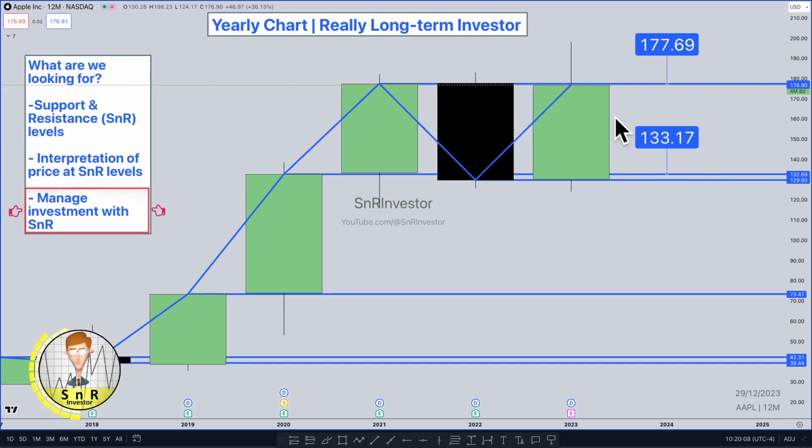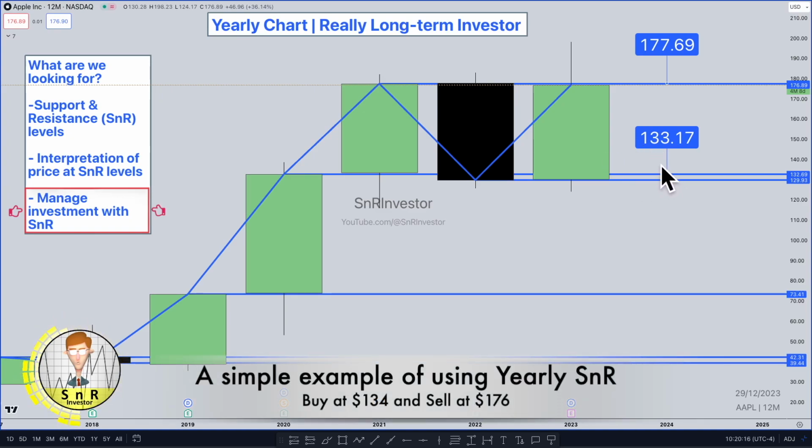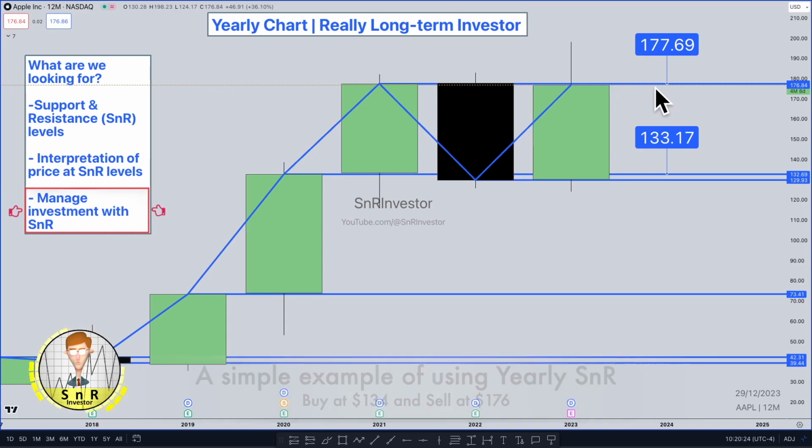So a quick approach to investing on this yearly time frame chart will be to have bought above $133, such as $134, and to have taken some profit when it reached $176, just below the resistance. So you can use these support and resistance levels to take profit or to have cut your investment losses.